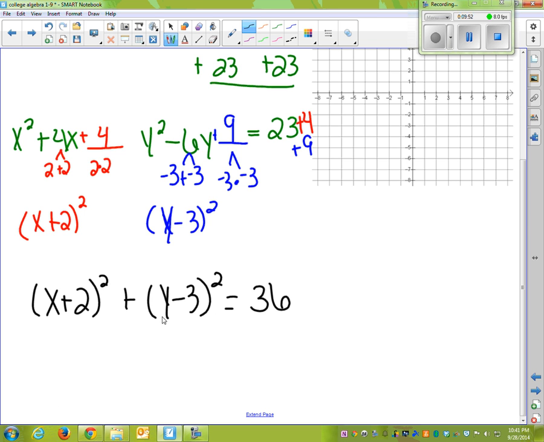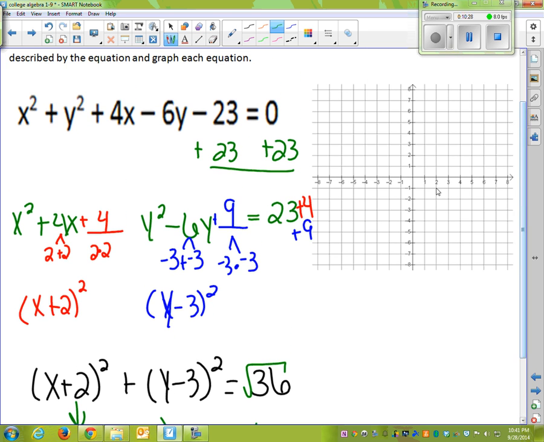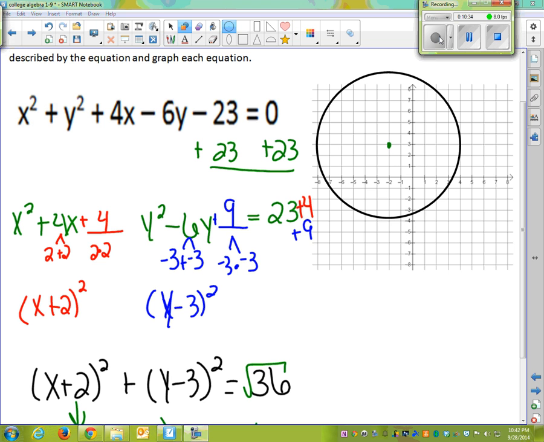I can look at this and come up with my center. I needed this x to have a negative sign in it, so it becomes minus negative 2. My center is at negative 2, 3, because there's already a minus sign, so it's just 3. And my radius is not 36. My radius is 6 squared, or think of it as taking the square root of 36. I can now plot it at negative 2, 3, with a radius of 6. And your circle should look something like that.